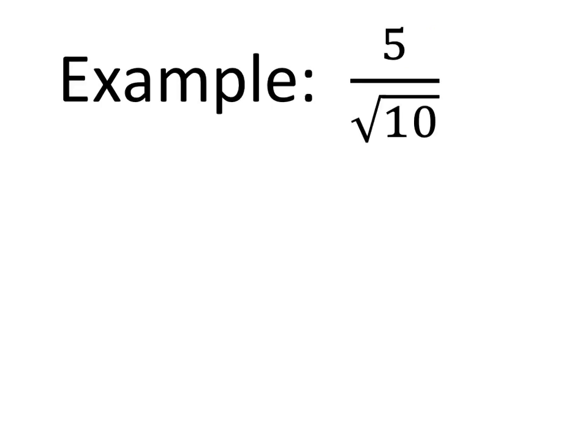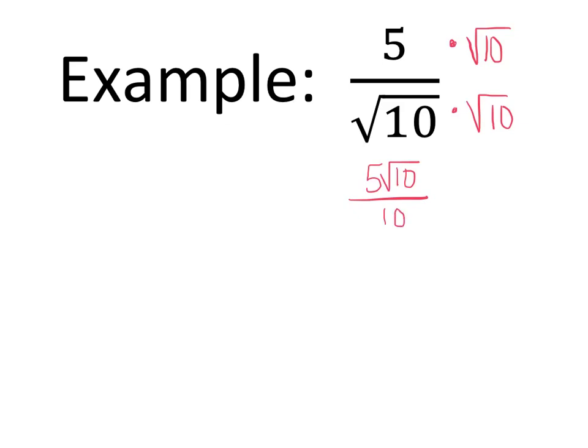The next example has 5 divided by radical 10. Now, don't make the mistake of trying to cancel out the 5 and the 10, because one of them has a radical, one of them does not. So we need to go ahead and rationalize the denominator. We're going to multiply the top and the bottom by radical 10. Okay, when we do that, on top we have 5 radical 10. On bottom, radical 10 times radical 10 is just 10.